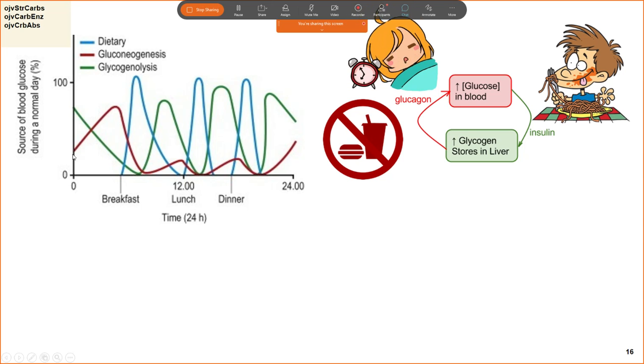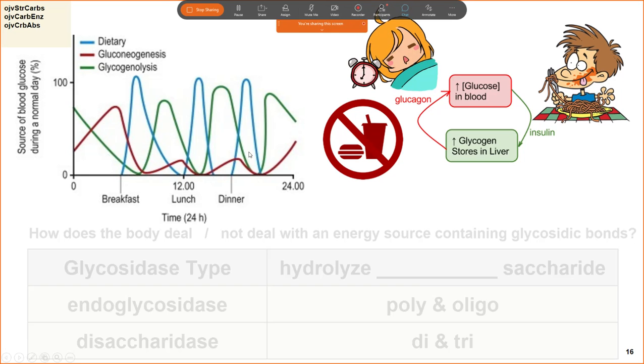So anyway, at nighttime you are fasted, so gluconeogenesis is ramping up. That's you making glucose. Then you have breakfast and it's down. You have this little peak between each and then it starts going up at night. If you look at glycogenolysis, that's down overnight and then it's up between each meal.